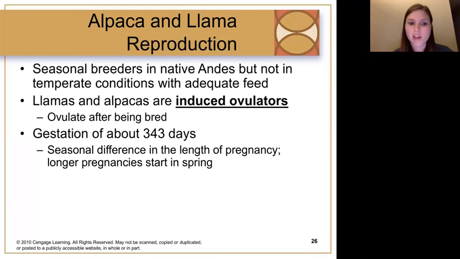There, compared to some other animals. But induced ovulators is kind of good because at least you know that they are ovulating after they're being bred, and you don't have to necessarily worry about timing there.